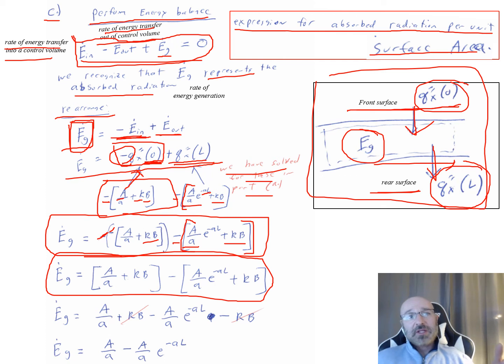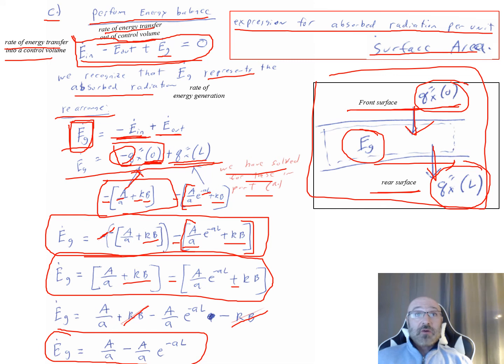Then we take a look at this and say, okay, what can we do to further reduce this down and simplify it? Well, these are all individual terms. We'll remove our brackets now, and we can see we have a positive kB and a negative kB, because this negative distributes through when we remove the brackets. So this kB cancels with this kB here, and what we're left with, so E dot G, which again is our absorbed radiation, is equal to A over a minus A over a times e to the negative aL.